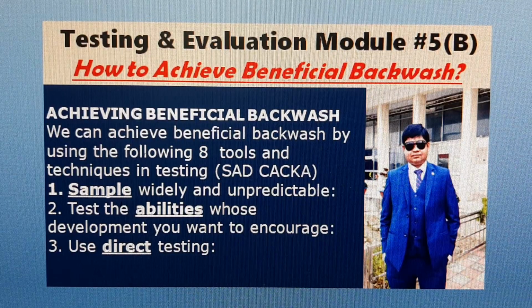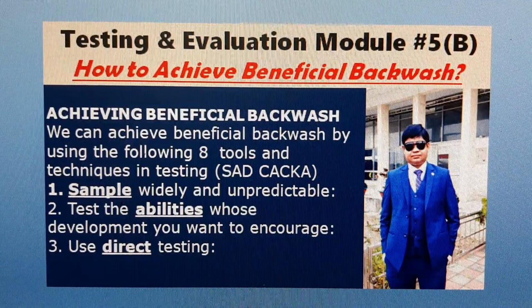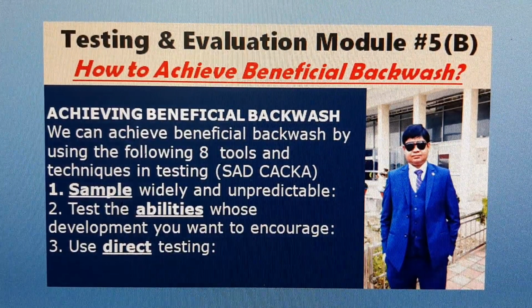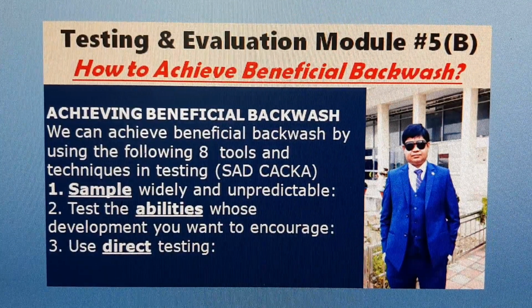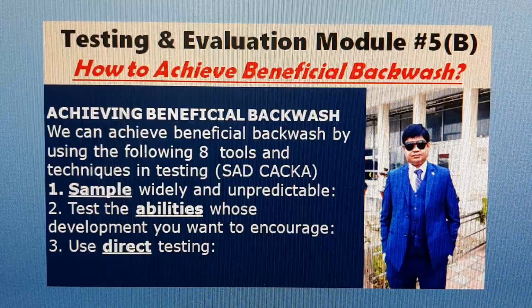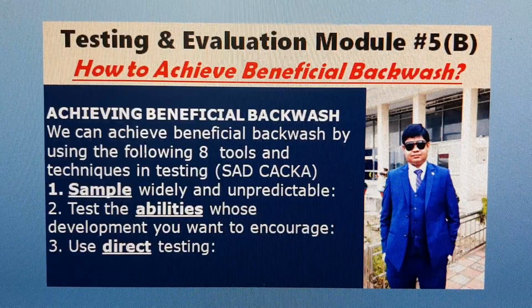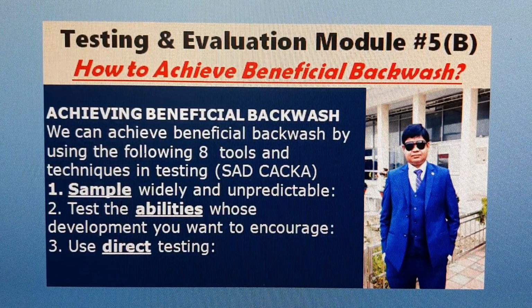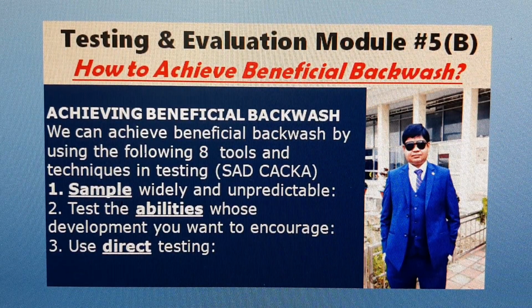Number 2. Test the abilities whose development you want to encourage. For example, if you want to encourage oral ability, then test oral ability. This is very obvious, a straightforward matter of content validity, yet it is surprising how often it is not done. There is a tendency to test what it is easier to test rather than what it is most important to test. It is important not only that certain abilities should be tested, but also that they should be given sufficient weight in relation to other abilities.